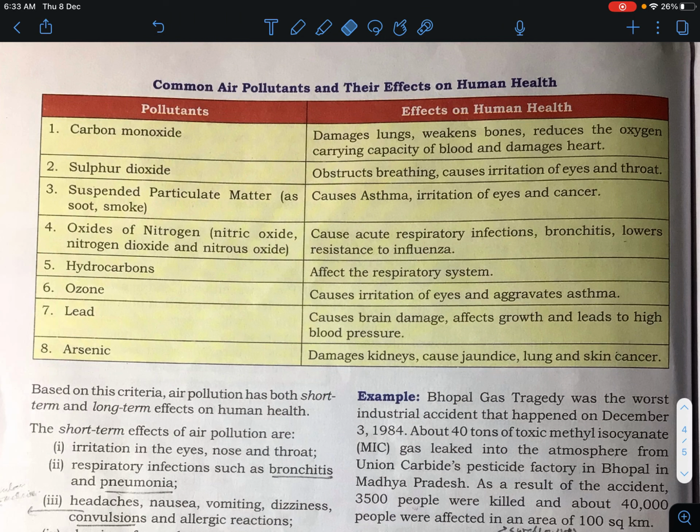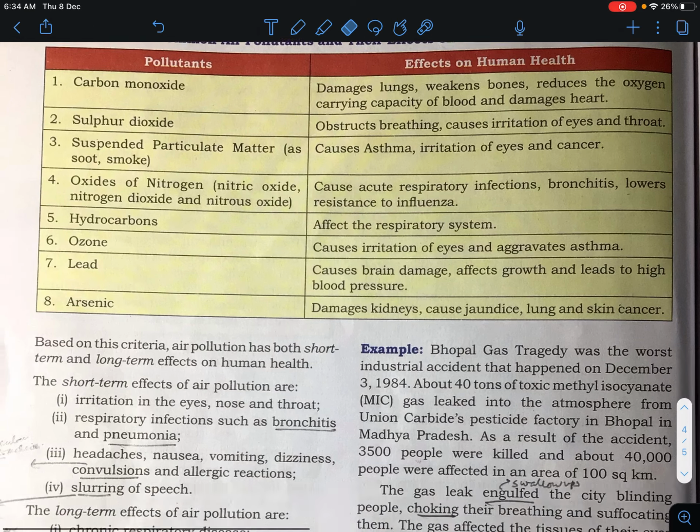Our next point is oxides of nitrogen, that is nitric oxide, nitrogen dioxide and nitrous oxide, which cause acute respiratory infection, bronchitis and lower resistance to influenza. Our next point is hydrocarbons. Hydrocarbons affect the respiratory system. Ozone causes irritation to the eyes and aggravates asthma, increasing its symptoms. Lead causes brain damage, affects growth and leads to high blood pressure. Arsenic damages the kidney and causes jaundice, lung cancer and skin cancer.